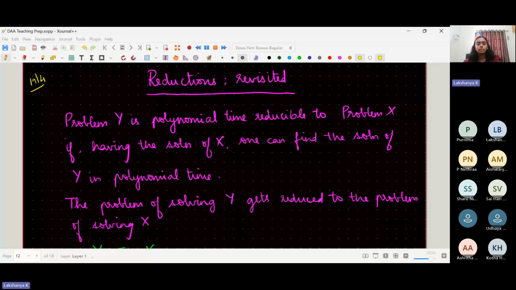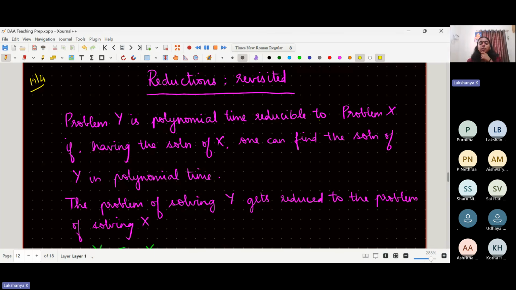Right. So we will start by revising reductions, which we did yesterday. We'll be looking at a few more examples. I think I have taken 4 examples, which we'll see today. And then we'll move to approximate and randomized algorithms.